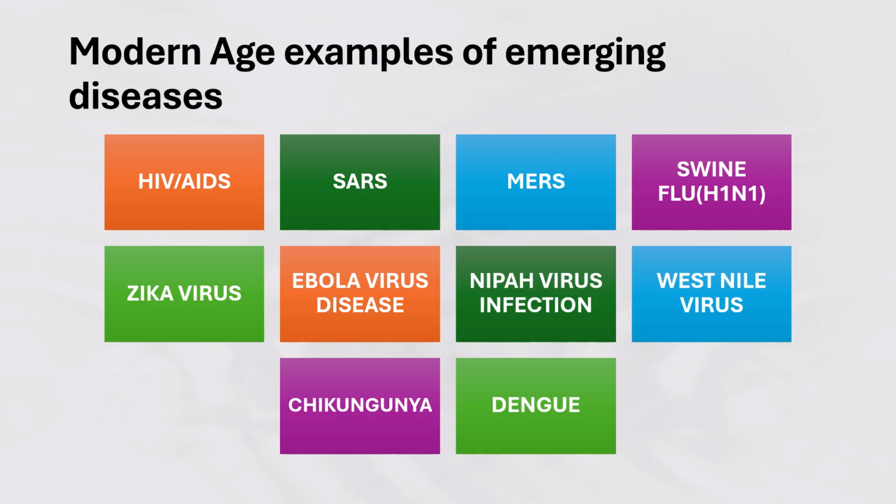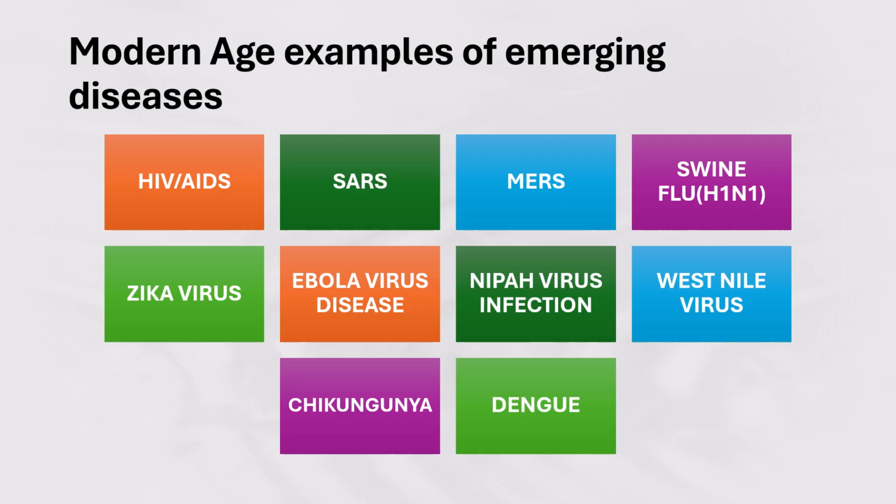This viral respiratory illness emerged in late 2002 and was linked to a novel coronavirus, leading to significant outbreaks in several countries. MERS, that is, Middle East Respiratory Syndrome, was caused by a different coronavirus. MERS was first identified in Saudi Arabia in 2012 and from there has spread to other countries.